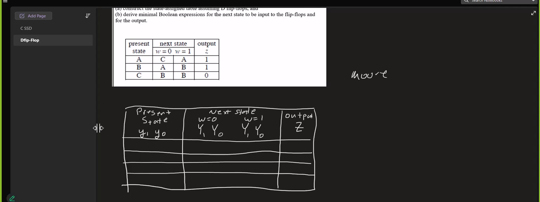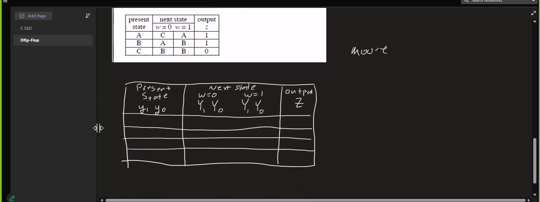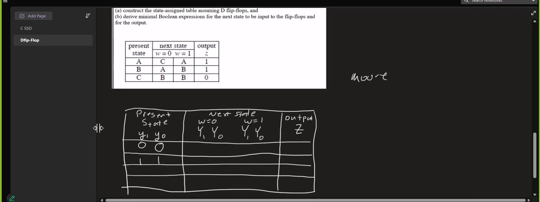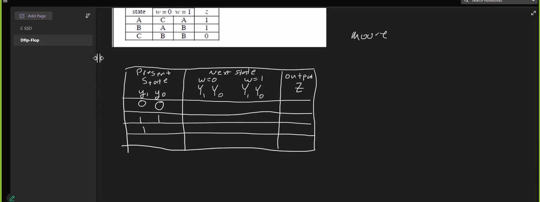And he said to use A is 0, 0, B is 1, 1, C is 1, 0. What are we missing? I got 1, 1, he said to use 0, 1. You have to put it in there because you have to account for every possibility. So I'm going to go ahead and fill in don't cares on this one.